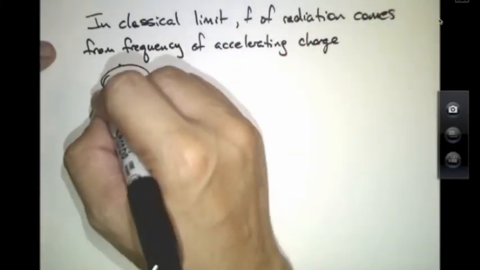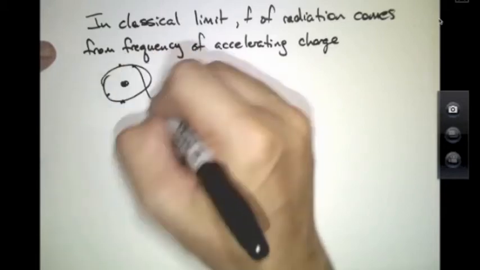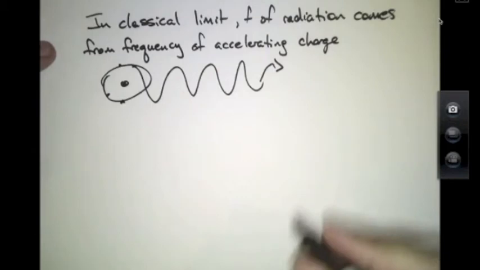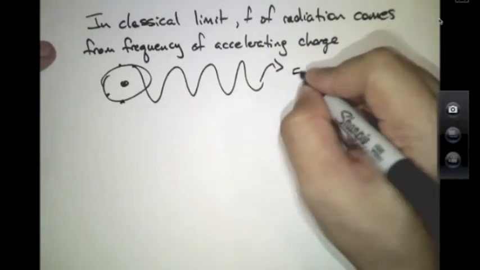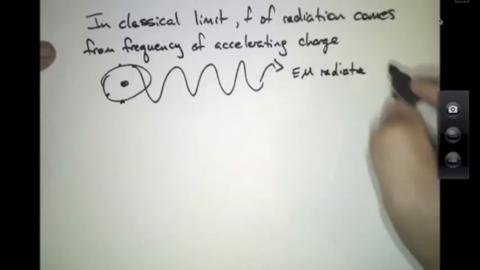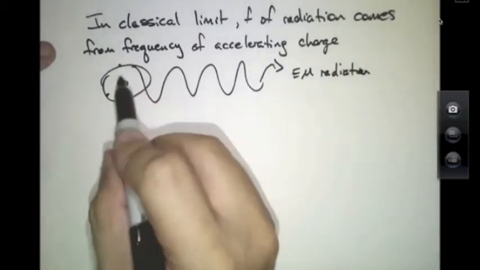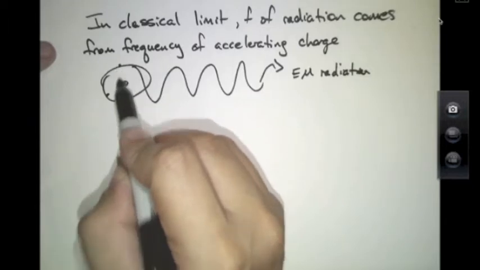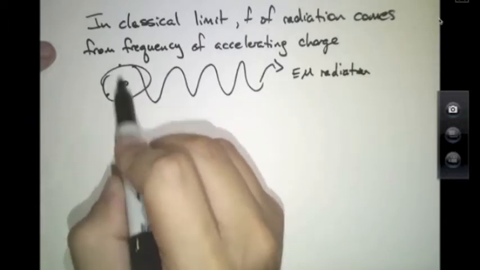Here we have a nucleus with an electron going around, and this is what emits radiation. In other words, the electron, as it goes around in a circle, is much like the charge inside of an antenna that just goes up and down.